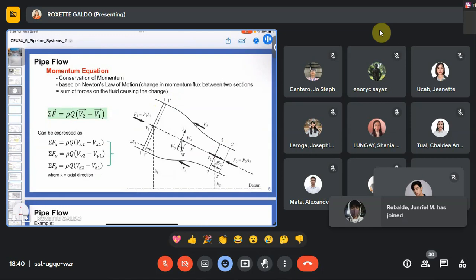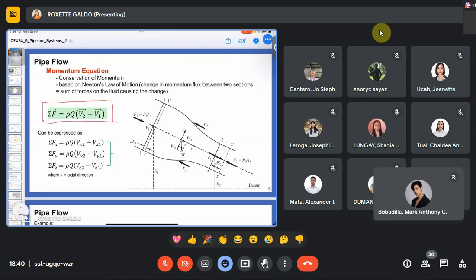Momentum equation is based on Newton's second law of motion, which is the change in momentum flux between two sections is equal to the sum of forces on the fluid causing the change. We will not dwell on this so much. We will just stick with the equation, which states that summation of forces is equal to the density of the water times the discharge Q times the final velocity minus the initial velocity.